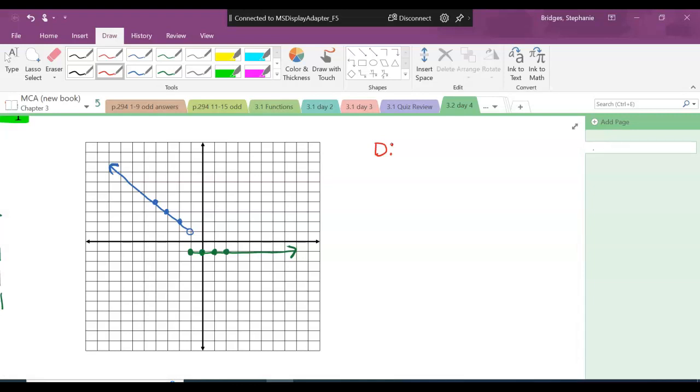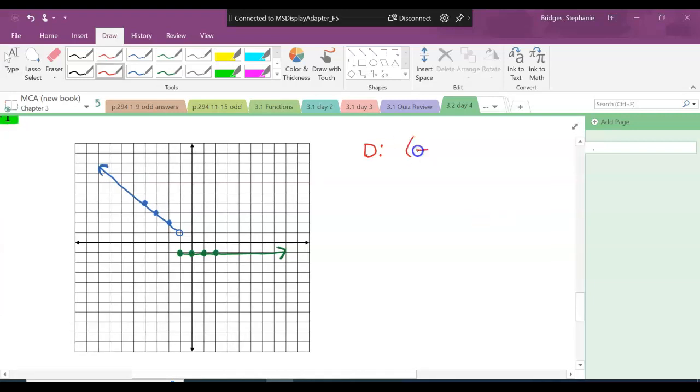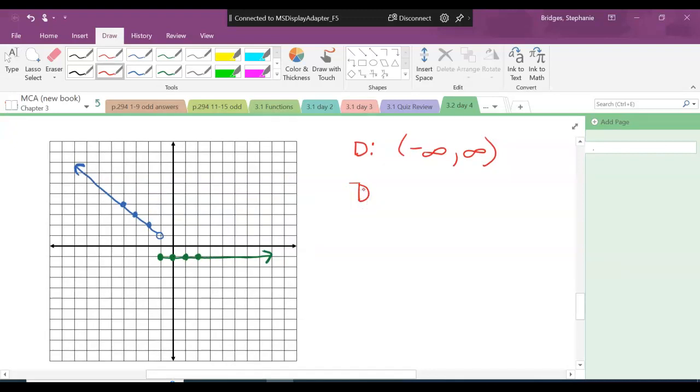However, this hole in my blue piece is covered by that closed hole in the green piece, so I can keep going, right? So my domain is going to keep going all the way to the right, which would give me negative infinity to positive infinity. Even though the blue piece has a hole in it, the green piece covers that hole, so therefore it's going to be all reals. Now let's be careful with our range here.